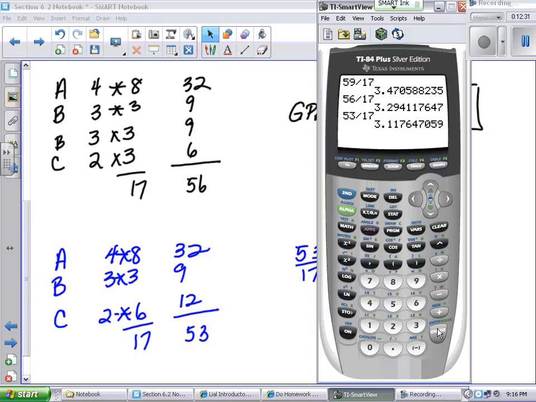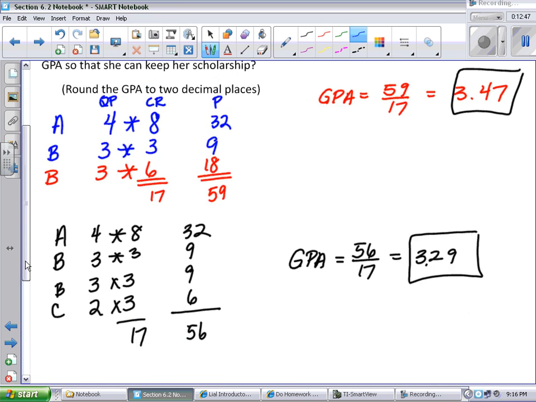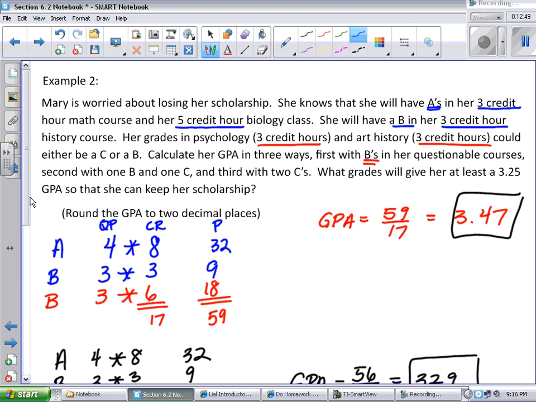This time it's a 3.18 if we round off. That is not high enough to keep that scholarship. So what it shows is that she has to get at least a B and a C in her psychology and art history class. Otherwise, she is going to lose her scholarship.